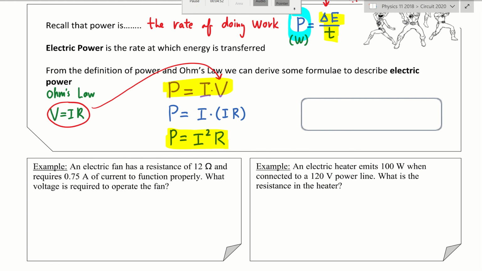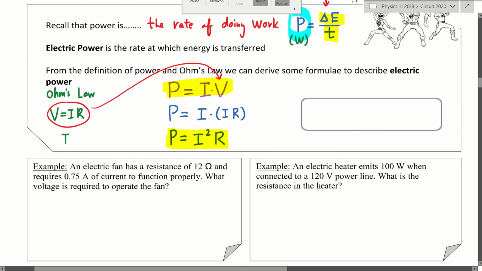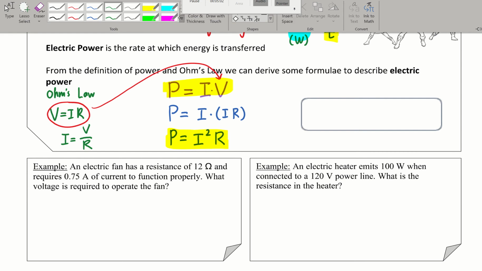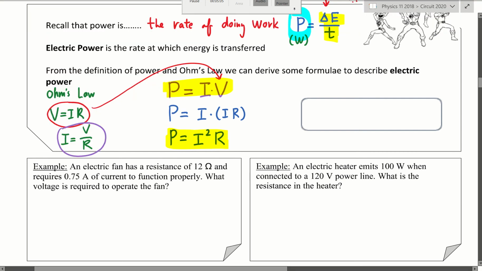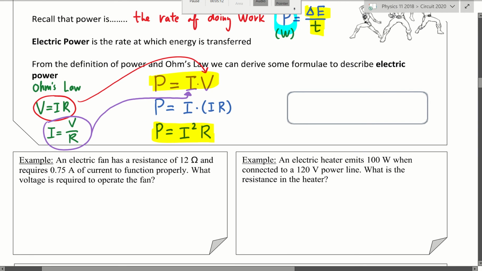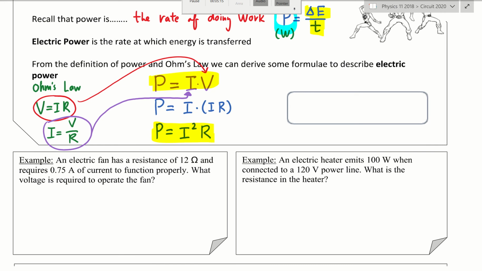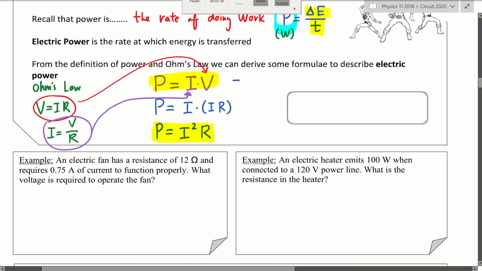There's a third way of doing this, which is solving Ohm's law for current. So I is equal to V over R. Solving Ohm's law for current, and then substituting that into the power equation once again, but this time substituting into the current instead of into the voltage, then you get a third equation. In that case, power is equal to, so I is gone, I is replaced by V over R, and then you have another V. So V times V is V squared, so that leads to power equals V squared over R.